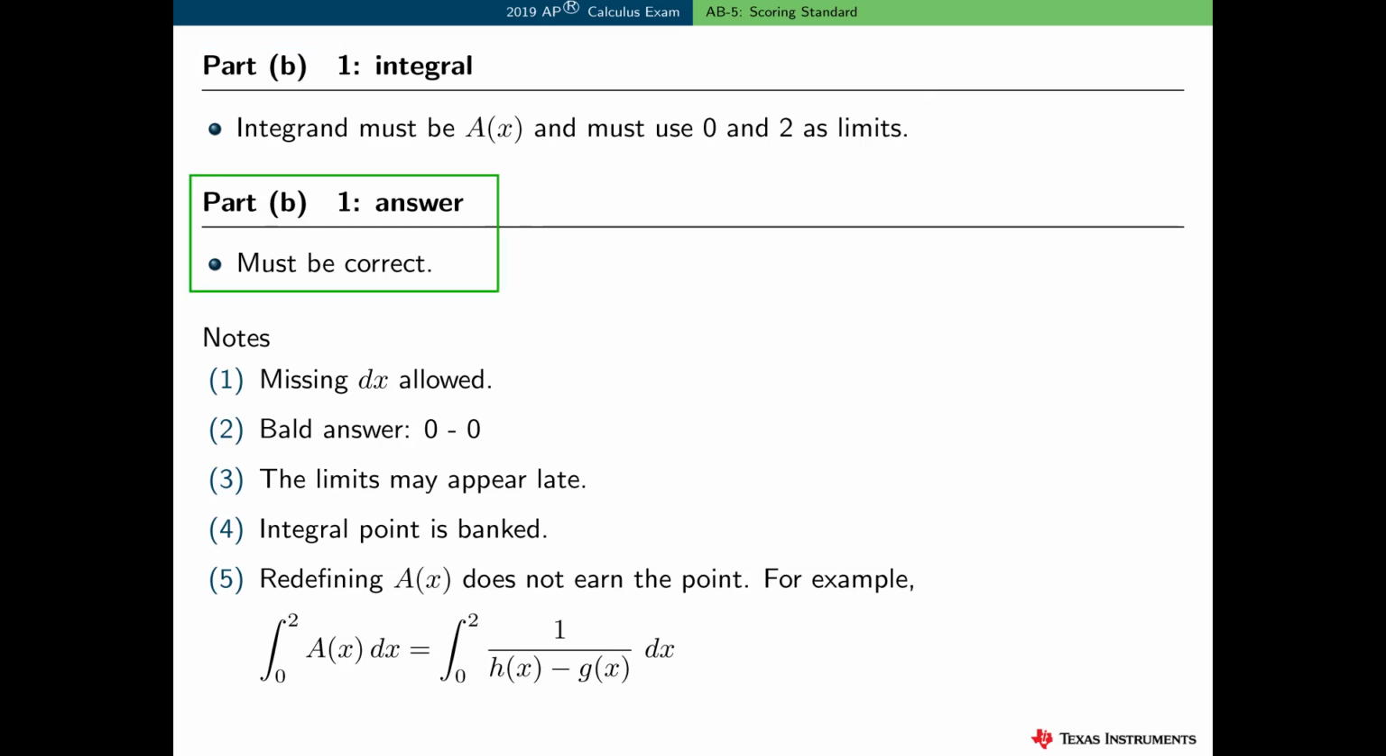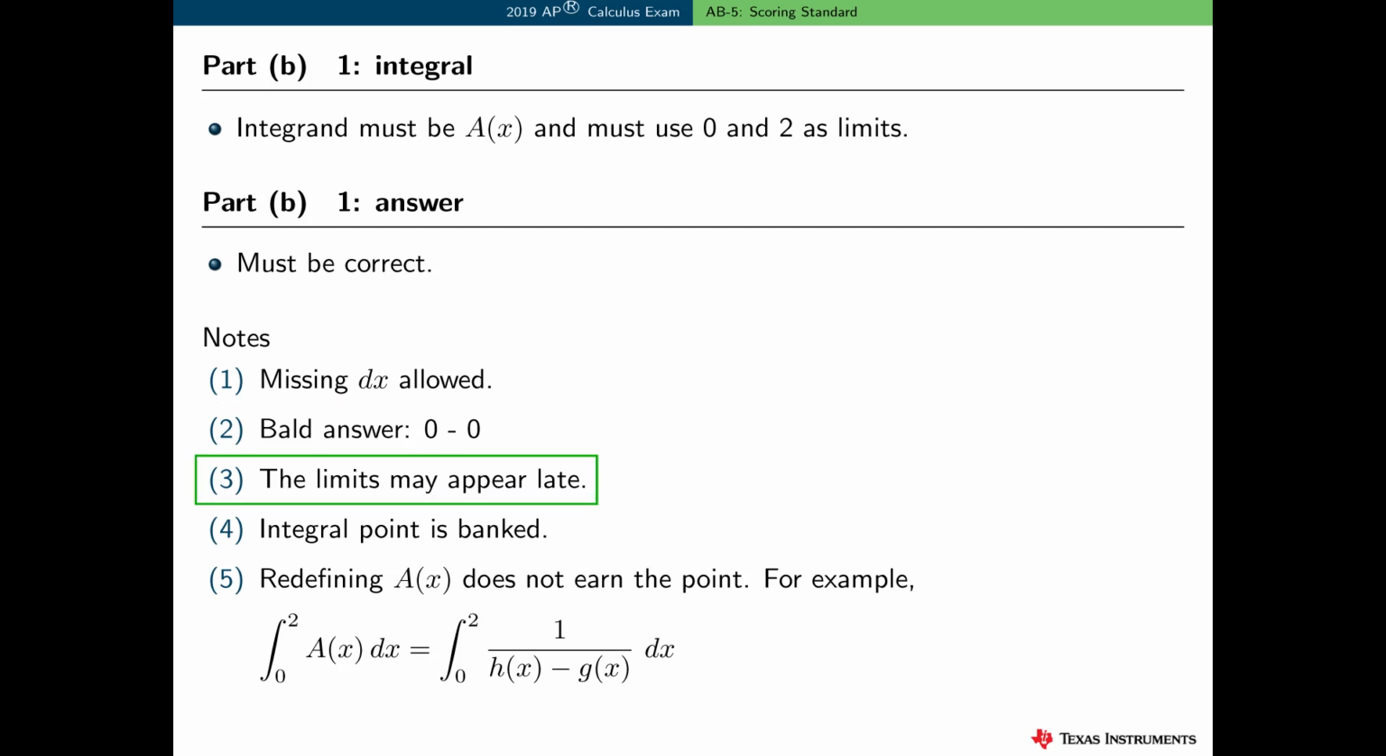The second point was for the answer, and simply, it has to be correct to earn the point. Here are a few extra notes. Students were not penalized for a missing dx in this part. A bald answer did not earn any points. The limits may appear late. That is, a student may find an antiderivative of a of x and then use the limits.